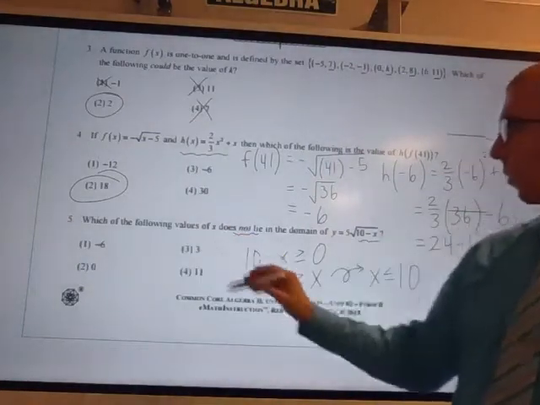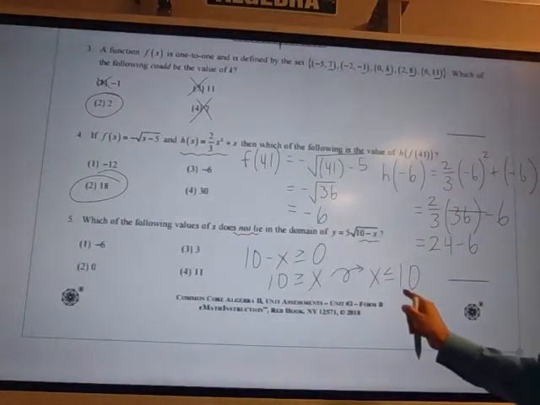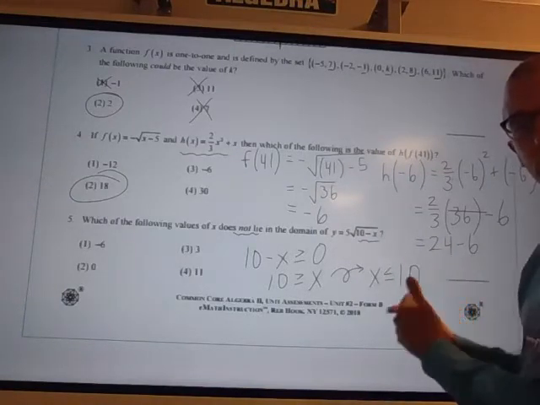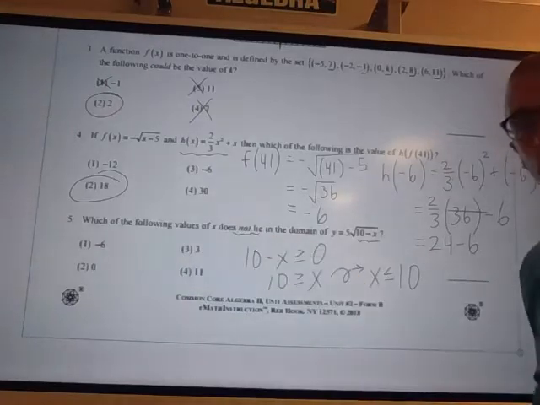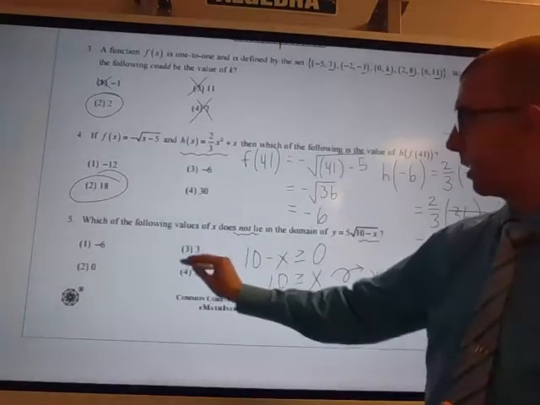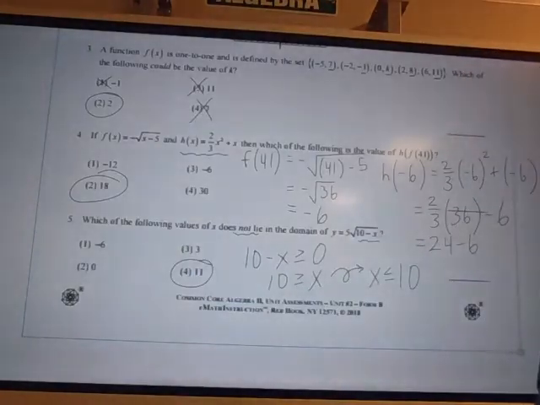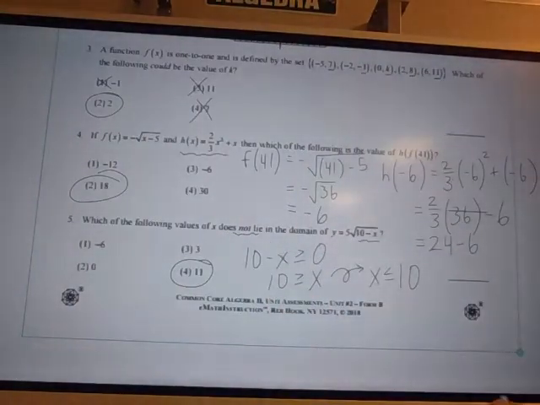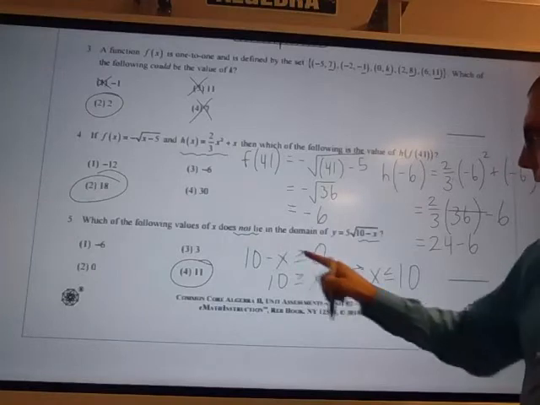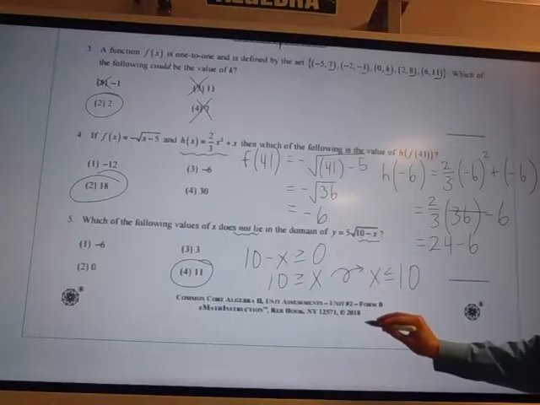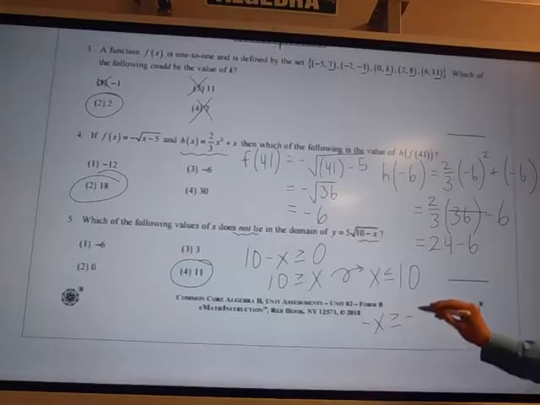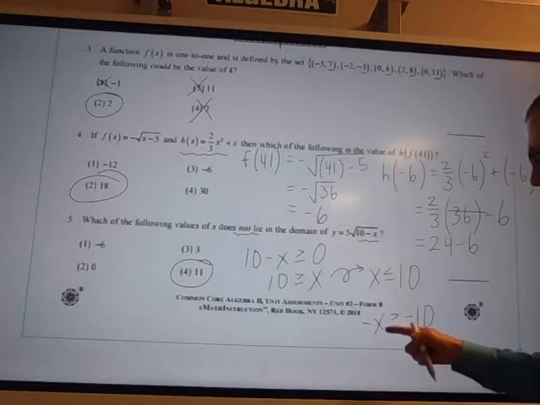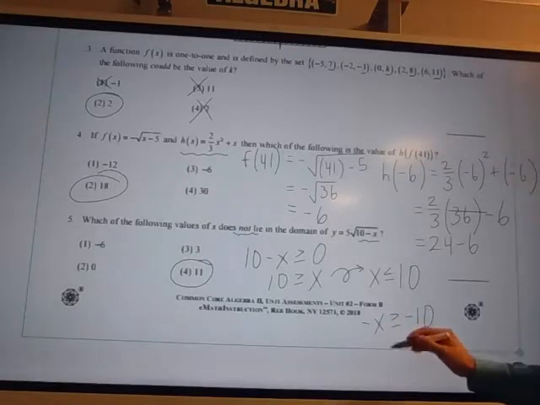So one of these does not satisfy this. Remember, all our x values that are less than or equal to 10 can be included. So whichever value is greater than 10 is not included. And 11 is greater than 10. So that would not be in the domain of this function. Just one note here. If you subtracted 10 first, you would get negative x is greater than or equal to negative 10. Then the way to solve this is we want a positive x, so you would either divide or multiply by negative 1.